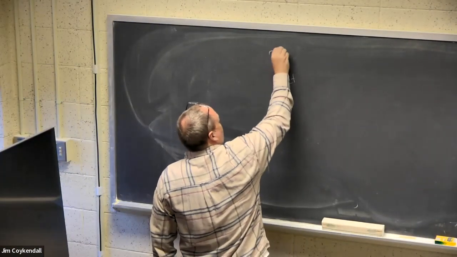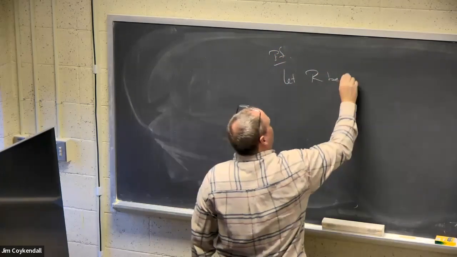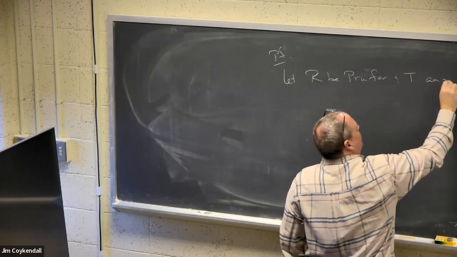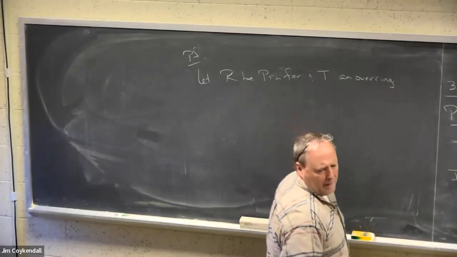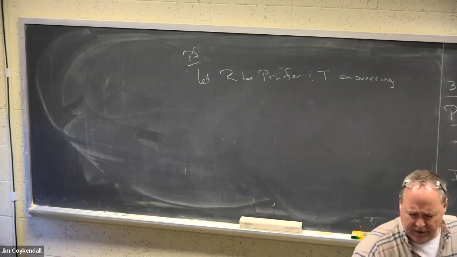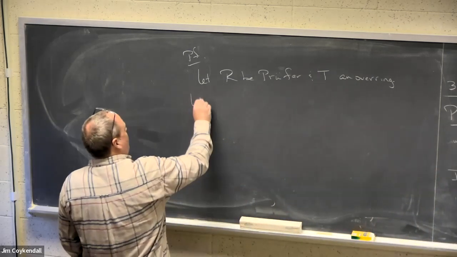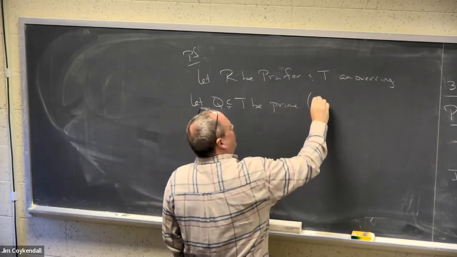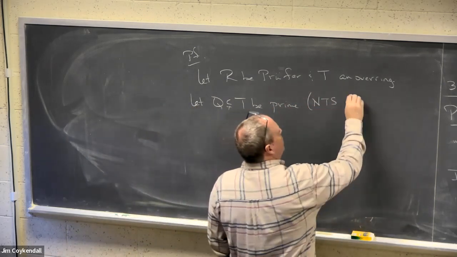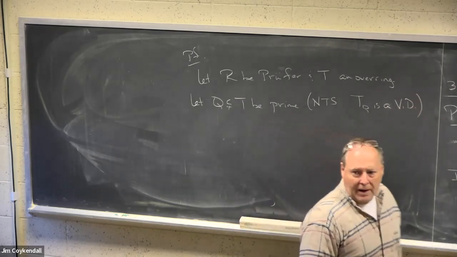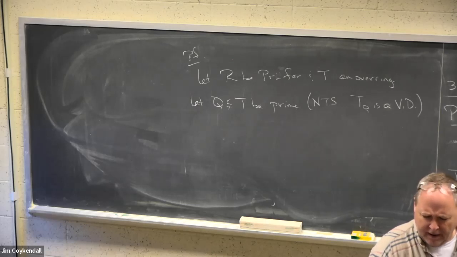Let's suppose that R is Prufer and T an overring. What we have to do is show that T localized at any prime is a valuation domain. So let Q be a prime of T. Here's the strategy. Proof: we need to show that T localized at Q is a valuation domain. That's good enough to show that T is actually a Prufer domain.